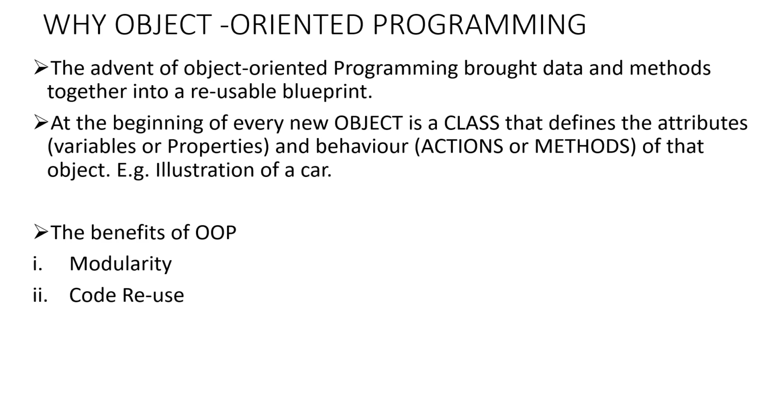Now, what are those things that are involved in object-oriented programming? The introduction of object-oriented programming brought in some things, like data and methods that are being used together into a reusable blueprint. They can be used together, they can relate together. Then we also have what we call objects, and we also have what we call a class in object-oriented programming.